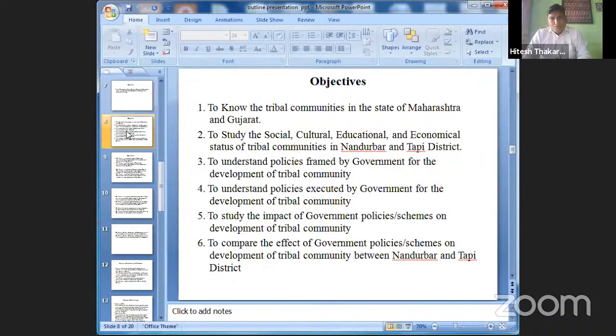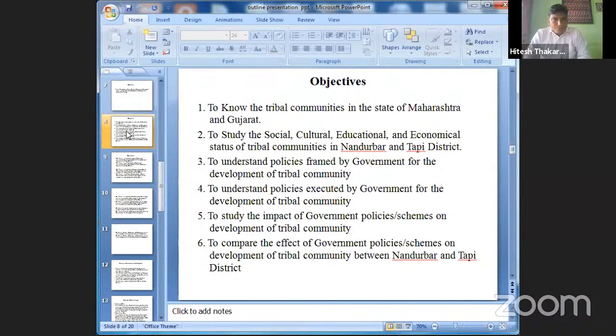Here, I decided the objectives for the outline and the PhD thesis. First objective, to know the tribal communities in the states of Maharashtra and Gujarat. Second objective, to study the social, cultural, educational, economical status of tribal communities in Nandurbar and Tapi district. Third objective is to understand policies framed by government for the development of tribal communities. Fourth objective, to understand policies executed by government for the development of tribal communities.